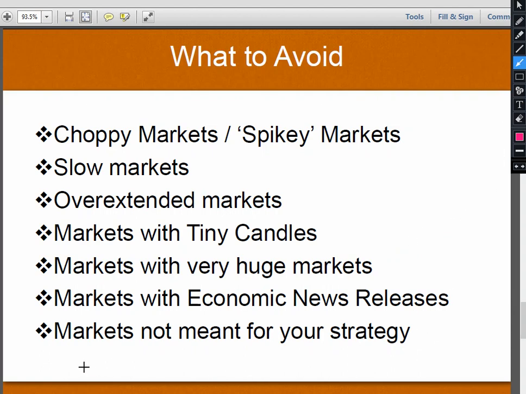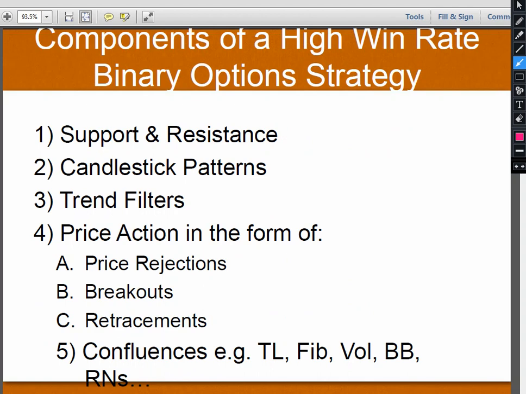Lastly, don't trade in markets that are not meant for your strategy. If you created a trend following strategy, don't use it in a ranging market. If you created a range trading strategy, don't use it in a trending market. That's what I mean by that particular point. Guys, if you are able to follow these tips, what to avoid, and also follow these tips, the components of a high win rate binary option strategy, I guarantee you stay above 70% win rate.